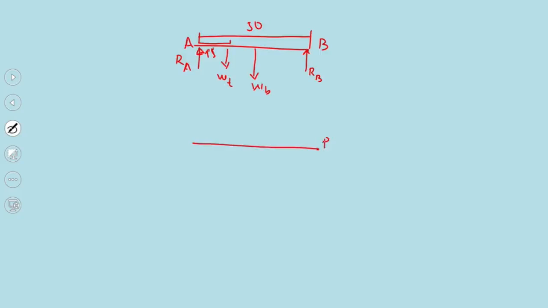If B is the pivotal point, what are the forces acting here? There is an upward force due to the reaction at point A, and it's found at 50 meter from point B. The other force is the weight of the truck, which is 200 kilonewton. And the other force is exactly at the center: the weight of the bridge, which is 800 kilonewton. The bridge's weight is found exactly at 25 meter.